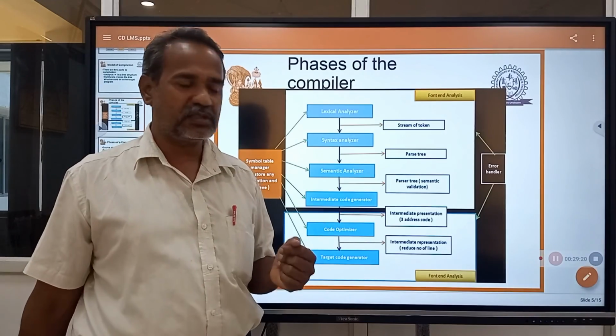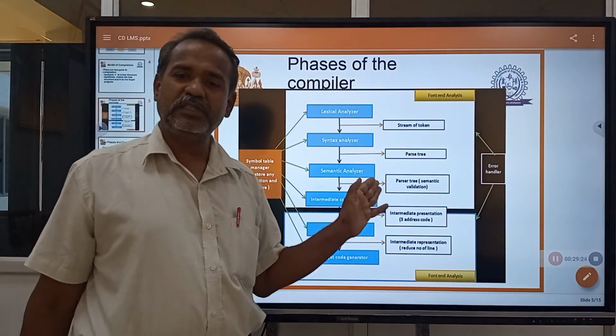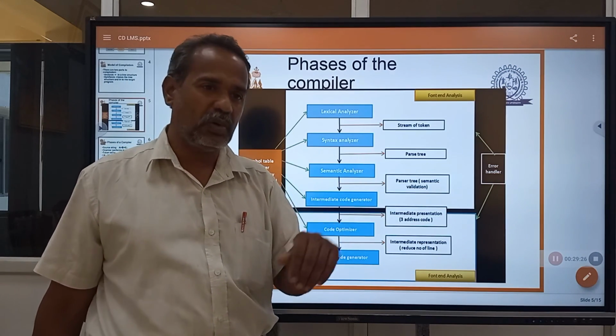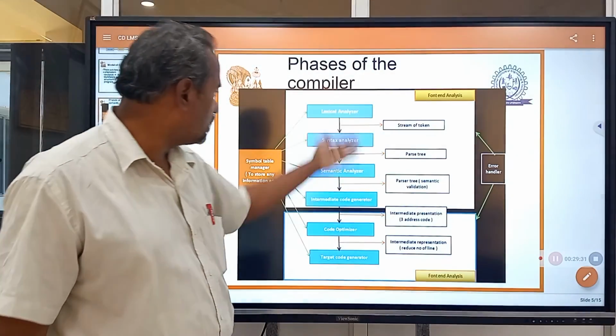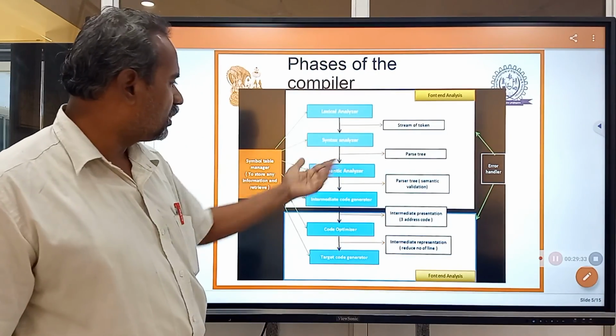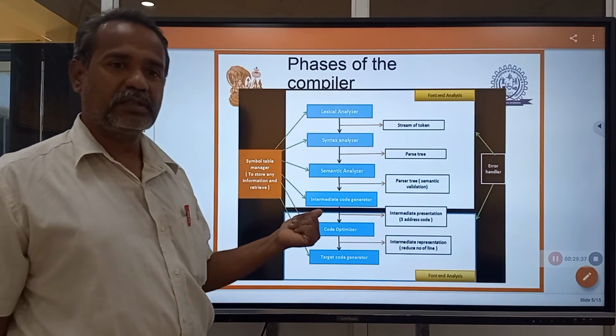We come to the end of the session so that we have an idea. A compiler is a system program which takes the input from the user and produces the output, and the output needs to be understood by the system. See the phases of the compiler: the compiler is divided into two parts, the front end and the back end of the compiler. N number of compilers are available.